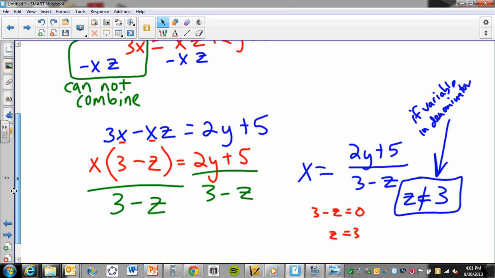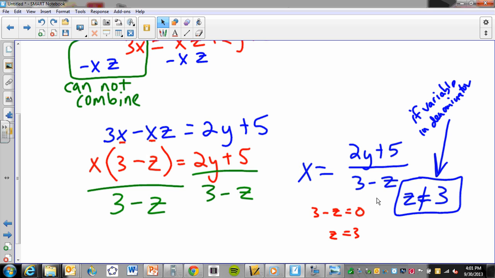How to get x by itself? We have an x here and an x here. So it's as if we've distributed. We need to go the opposite. We need to pull out an x from each one, and all we have left is 3 minus z. That goes in your parentheses, equals 2y plus 5. Divide by what you have here, because it's just x times this. So let's divide by 3 minus z on both sides. Your answer will say 2y plus 5 divided by 3 minus z.